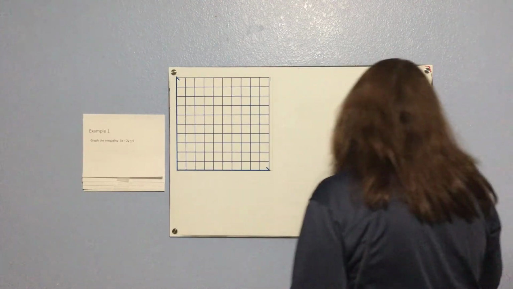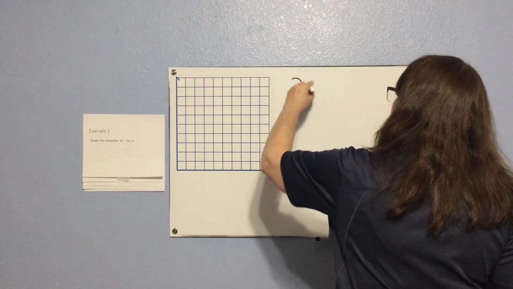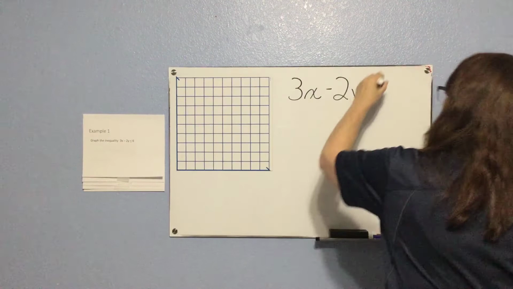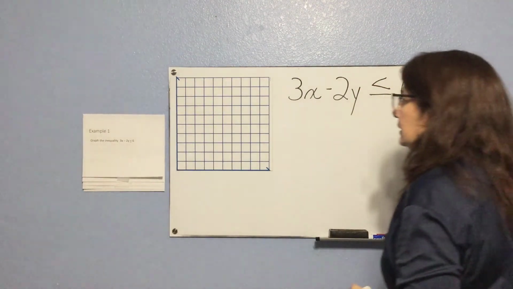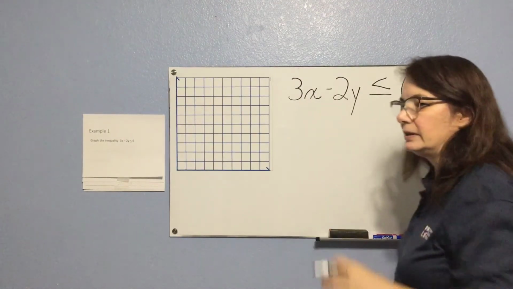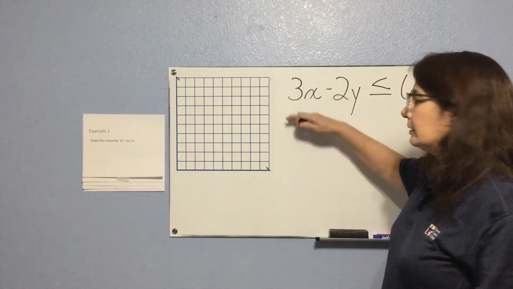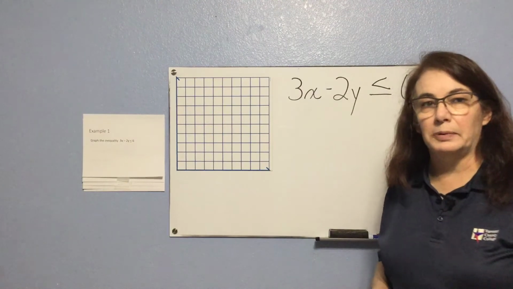We're going to start with just graphing some linear inequalities in two variables. So here's our first one. 3x minus 2y less than or equal to 6. This inequality describes what we call a half plane. It's going to be a line and then either all the points above the line or all the points below the line.